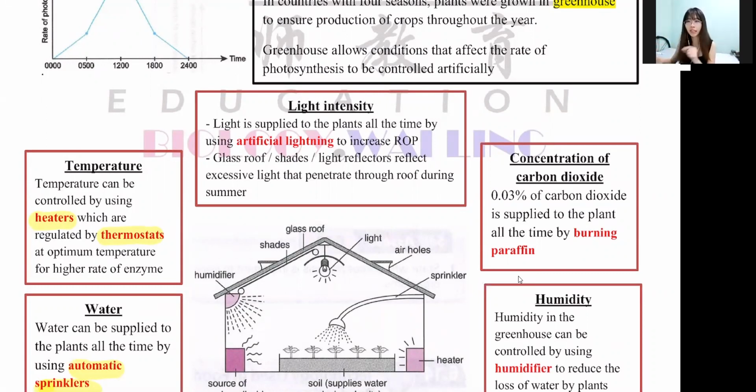The other one, we have concentration of carbon dioxide. How do you want to maintain the carbon dioxide? Because in a glass house, you are not really exposed to the outside world. So in order to maintain this, you can burn paraffin. Paraffin is a type of wax. When you burn it, it will release carbon dioxide. So this is how they maintain it. Depending on whether you want more or you want optimum, you can do it by burning paraffin.